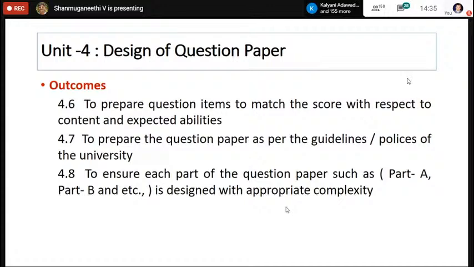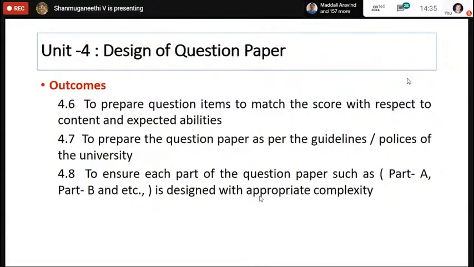Actually, we used to say, whenever you put the part A questions, you have to see how much mark is allotted for the question, and according to that, the complexity. If there is so much complexity in the question, then you have to bring the question in part C, so that the structure of the question is appropriate. More or less, the complexity should be equal when we do part A. So that is how to ensure that each part of the question paper, such as part A, part B and part C, is designed with the appropriate complexity.